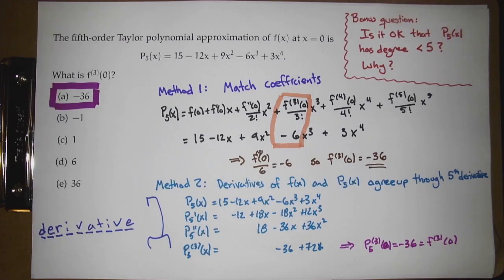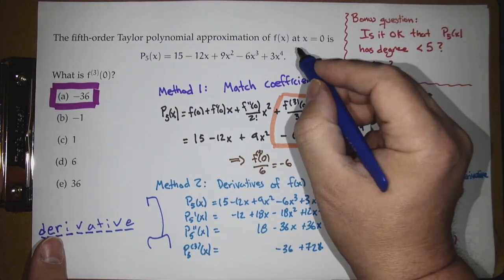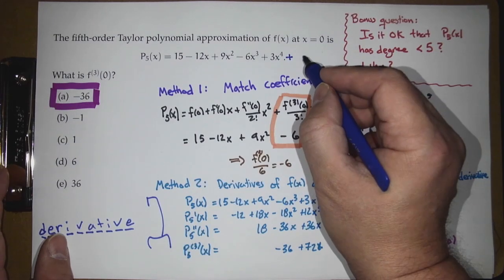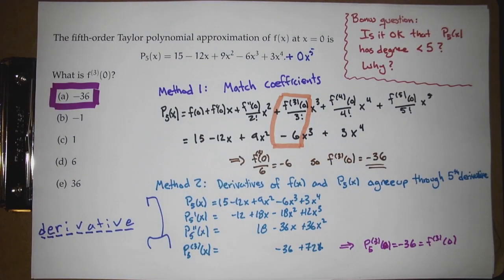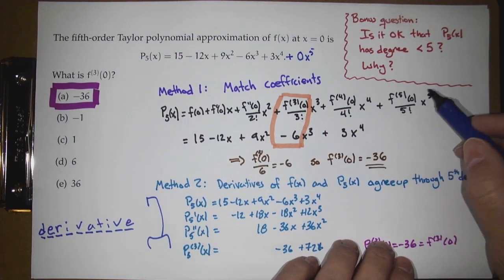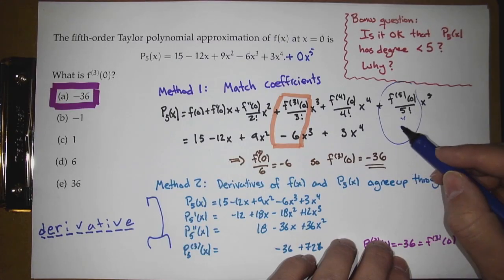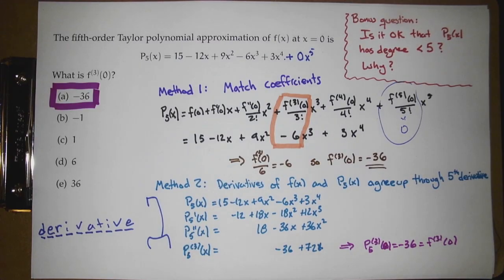So when we're talking about fifth order, we're talking about fifth order derivative. So why is it okay that it doesn't have degree 5? Well, the fact that it stops at degree 4 is kind of misleading. What is the next term here? 0x to the fifth. The reason it has degree less than 5 is that this part right here was 0. So it's okay that our Taylor polynomial has degree less than 5. It just happens that the fifth derivative was 0. Okay. Any questions?